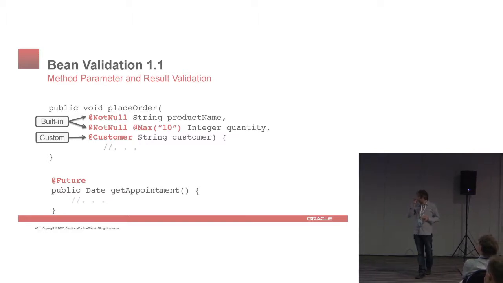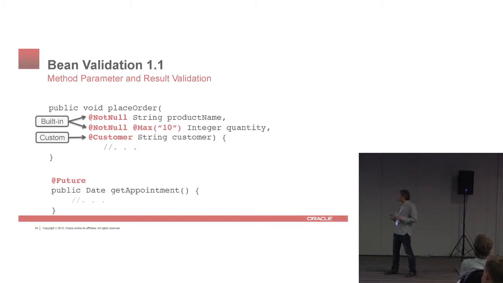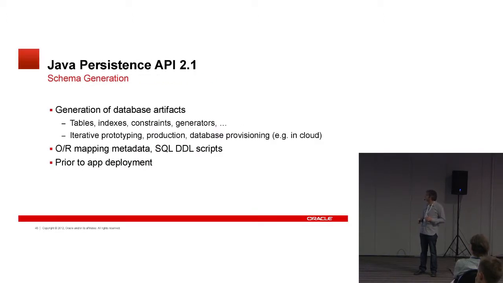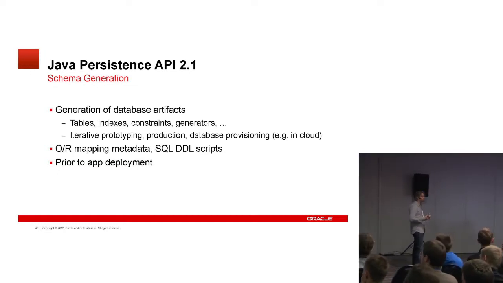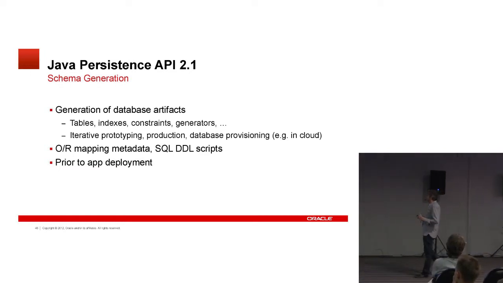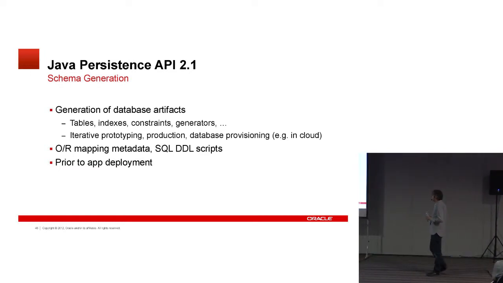Second method, I have an appointment method. Whenever I call that method, I get an appointment back. I want to validate the return of that method just to make sure that all the appointments are in the future. It doesn't make sense to have an appointment in the past. JPA is also revised. One of the features which is quite nice in JPA 2.1 is that it can automatically generate the database artifacts. That's something that simplifies the lives of the developers.